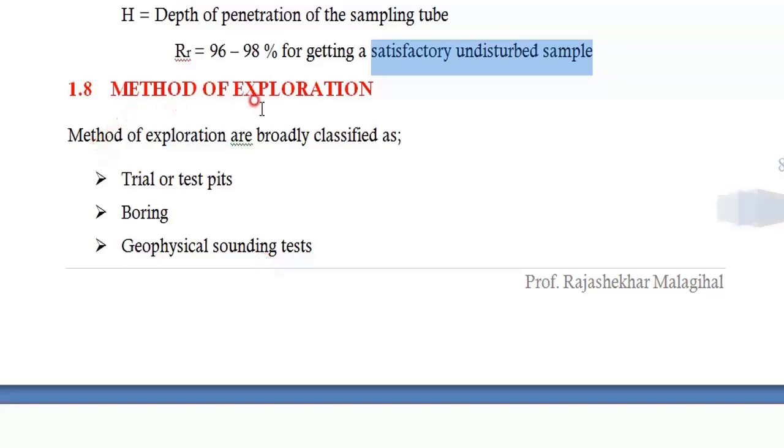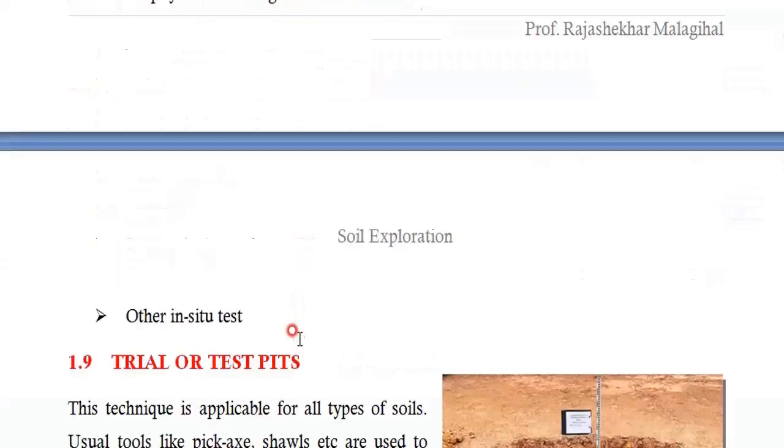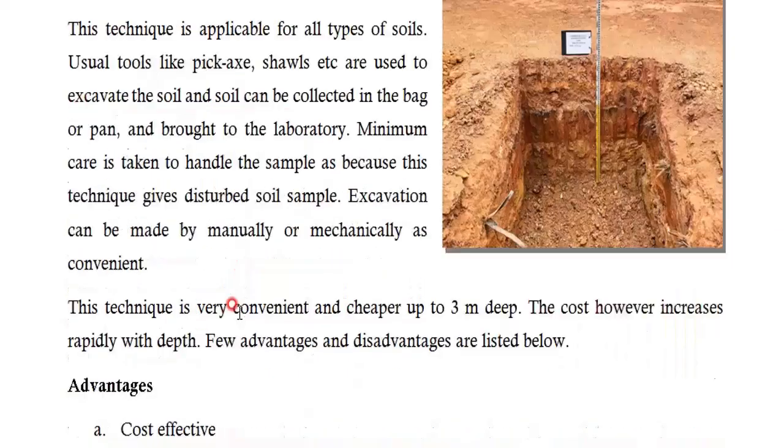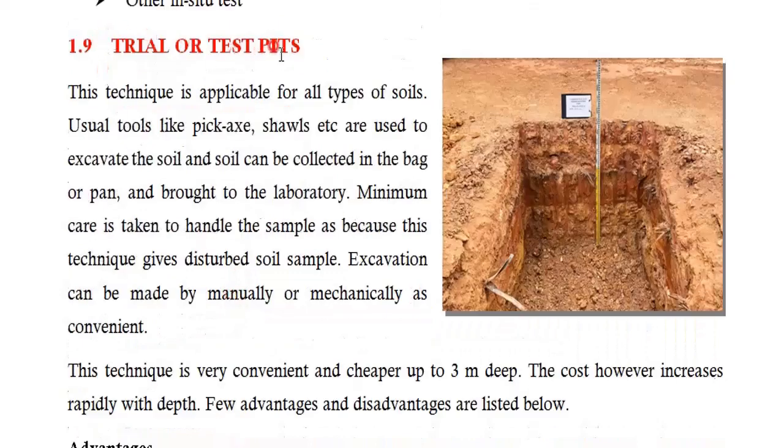Now coming to the method of exploration. We have four methods here. The first one is trial and test pits, the second one is boring, the third one is geophysical sounding tests, and the fourth one is other in situ tests. Here, trial or test pits, this one we will see.